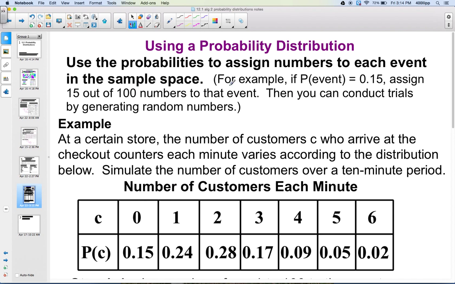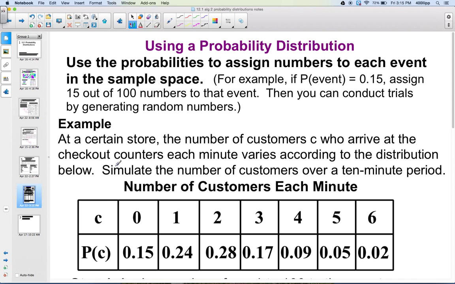Okay, finally, we are going to talk about using a probability distribution, and we're going to use the probabilities to assign numbers to each event in the sample space. For example, if we have a probability of 0.15, then that should be assigning 15 out of 100 numbers to that event. So here's what we have here.